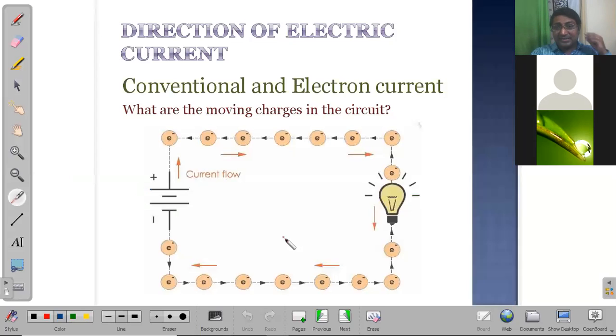Okay, whatever we discussed, this is the summary, guys. Current flow: we define actual electric current, or the conventional current, as from battery positive to battery negative. But in reality, this wire does not have any positive charges moving inside. The only things moving inside are the electrons, and those electrons are moving from battery negative to battery positive. If you follow that direction, we call it the electron current direction.